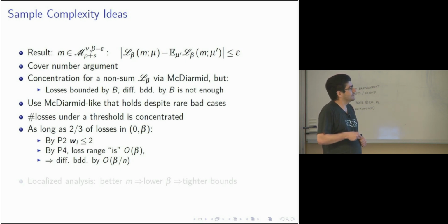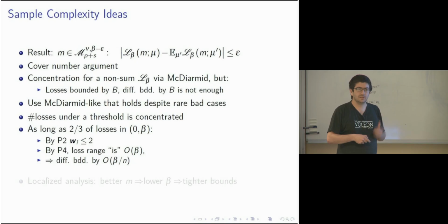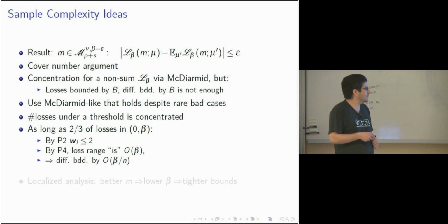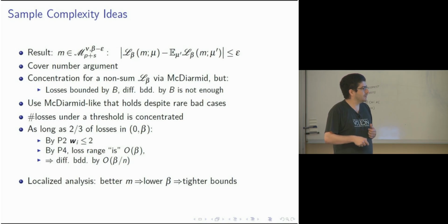So as long as 2/3 of the losses are under beta, as we saw before, these weights are near uniform. The range of the losses that get non-zero weights, so that actually affect our inequality, is of the order of beta, and therefore the differences are bounded by beta over n. And this is basically what we need to get the concentration to be dominated by the typical loss levels and not the outlier loss levels. As a result, our bounds are dependent on the model that we find. If we find a good model, then we can use a lower beta and get tighter bounds.